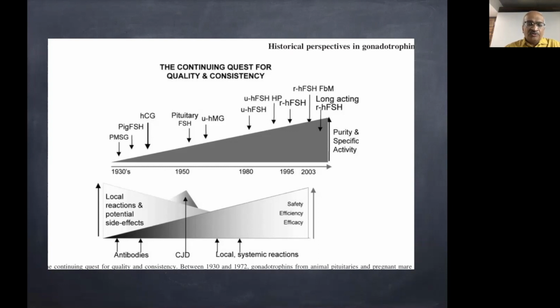From the side effect point of view, initially there were local reactions and a lot of side effects, and they even called it an anti-hormone because a lot of antibodies developed, which eventually decreased the pituitary function. There was also the origin of a disease called Creutzfeldt-Jakob disease, and this particular disease was mainly seen with the use of gonadotrophins which were governmental preparations. The company preparations did not have this particular disease. It was more seen in New Zealand and Australia. But later on, all these problems of side effects came down, and more safe and efficacious products are now available to us.